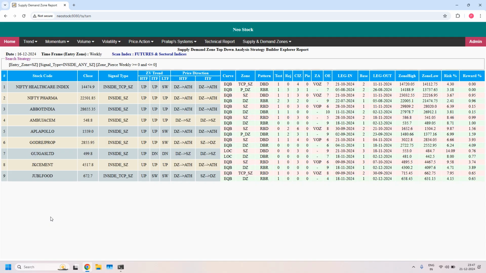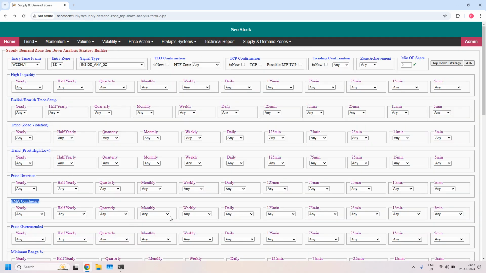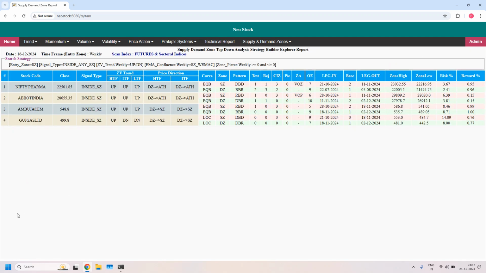Now let's verify how many of these weekly supply zones are having weekly EMA confluence. So in the EMA confluence at weekly time frame, I am adding the filter weekly supply zone having weekly EMA confluence. And also the trend should not be sideways on weekly. So I am selecting up or down trend but not sideways. Let's filter. We got 4 stocks. So currently price closed in these 4 weekly supply zones, and these 4 weekly supply zones are having weekly EMA confluence.